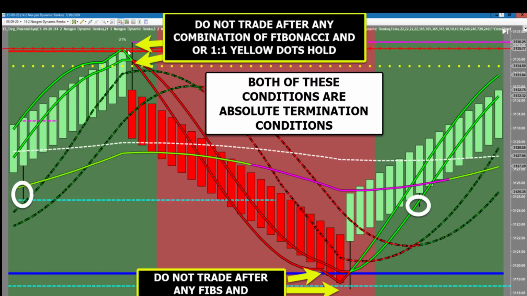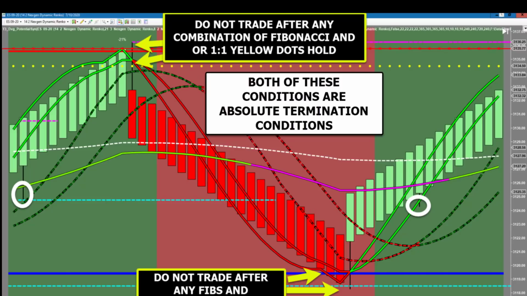Now, there are some absolute termination conditions that we use. If the market hits a bunch of red fibs, especially with yellow dots, we're no longer going to take long trades. So we want to trade to the fibs, but if the fibs don't break and the triggers don't get above it, that's the end of it. If the triggers roll over and we get a short trade and we're trading short, if we get back to a prior divergence line, especially with a fib, we're going to stop going short no matter how strong the trigger lines are.